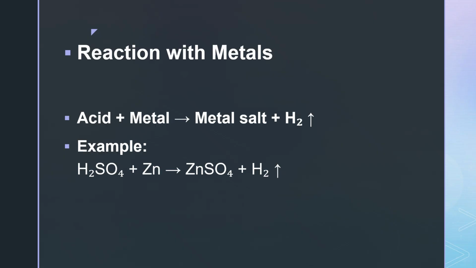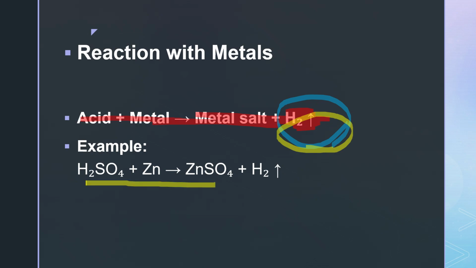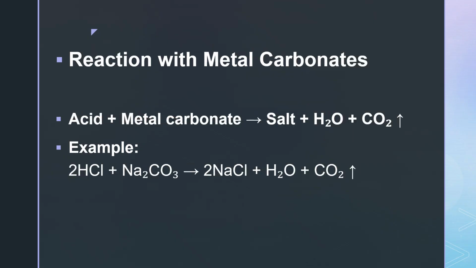Now move towards the next, which is very important. If you add any acid to the metal, it will produce hydrogen gas, and this gas is identified by the pop sound. Okay, so in this case the pop sound will be coming out, and you will identify this as a reaction of metal with any of the acids. Okay, very important reaction.